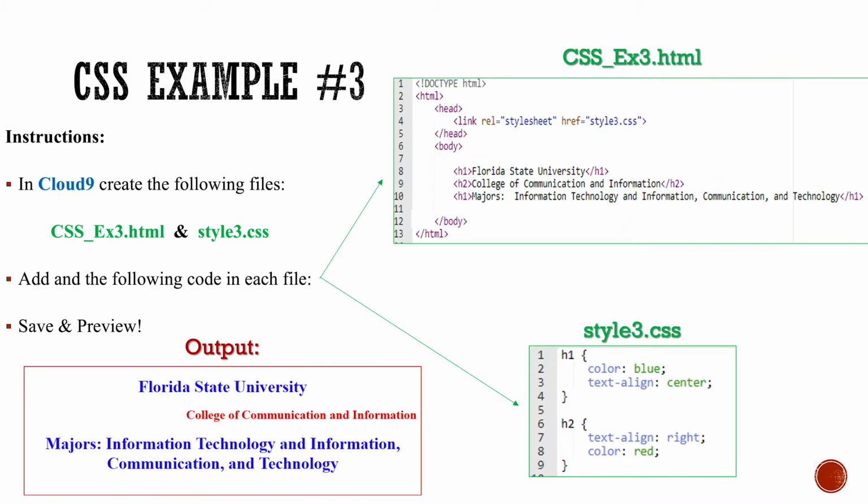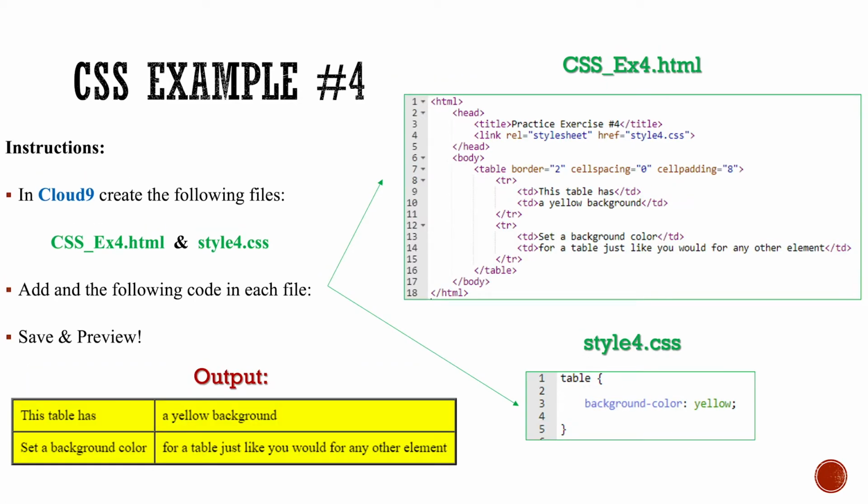In example 3, I created h1, h2, and h1 again. Whenever you add a new h1, since in the style CSS the h1 selector declares a color of blue and text align center, every h1 that I have will be blue and center aligned. And the fourth is an example of using CSS in a table.